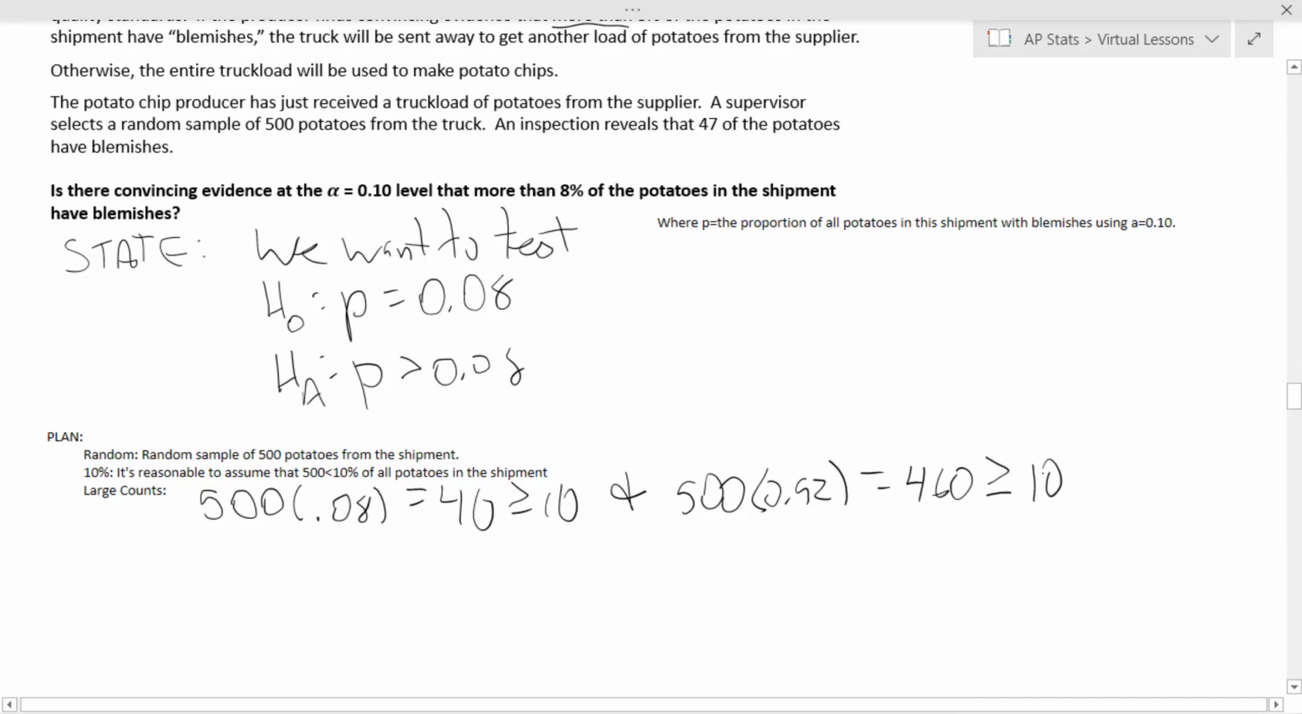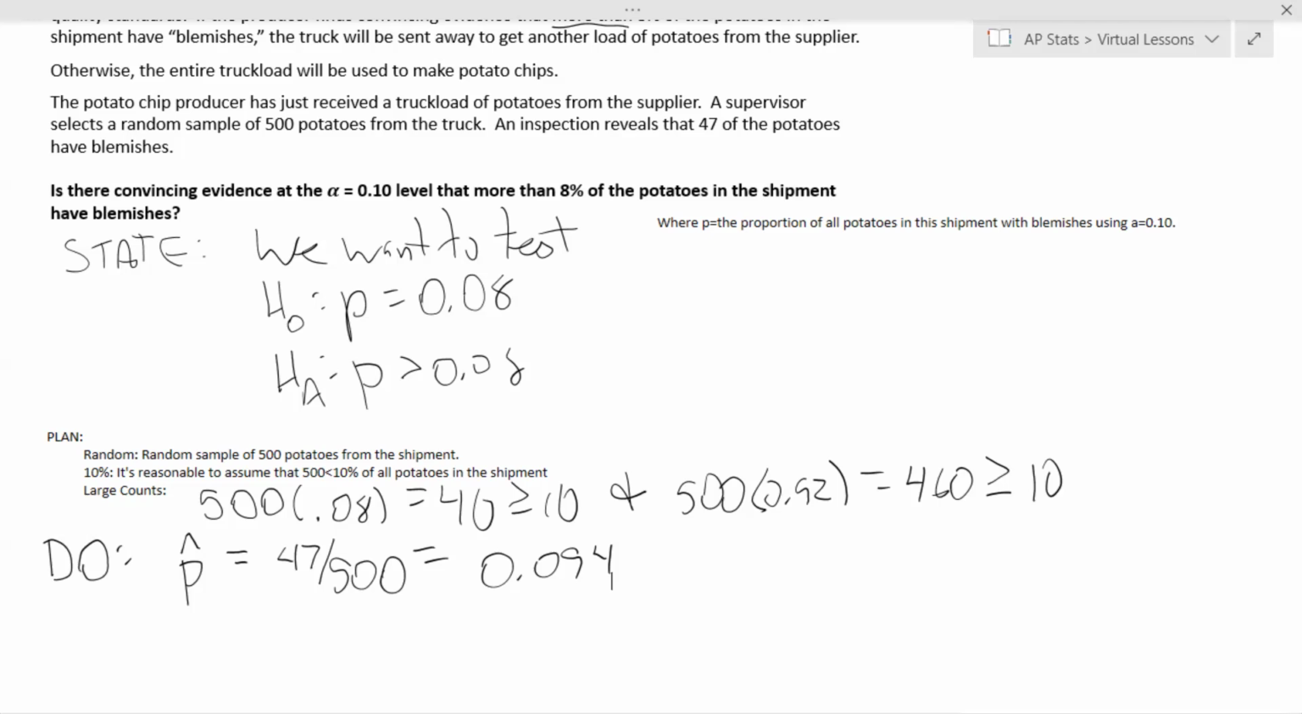Since both of these are greater than 10, we can scoot on to the do step where we calculate p hat, which was 47 out of 500, which is 0.094. And then we're going to calculate our z value.